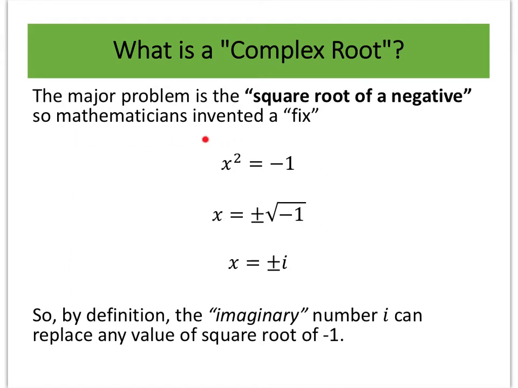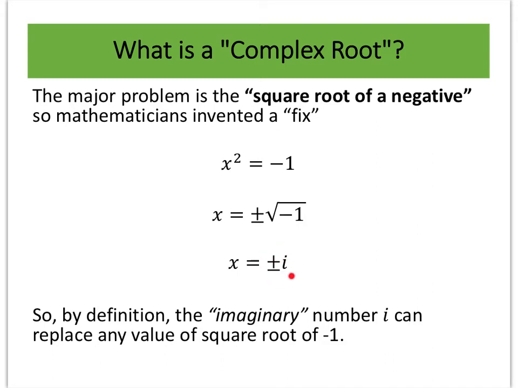So actually, mathematicians invented this fix. They said, if this is the problem, taking the square root of negative 1, let me invent a concept called an imaginary number, and they called it i, and it can replace any value of the square root of negative 1. So here it's plus or minus the square root of negative 1. So it's really x equals positive or negative imaginary number.